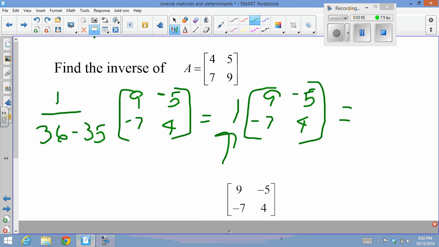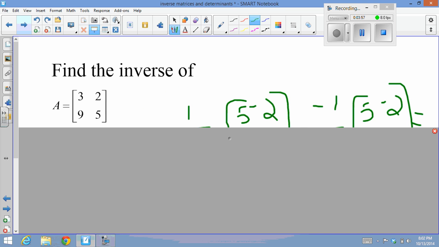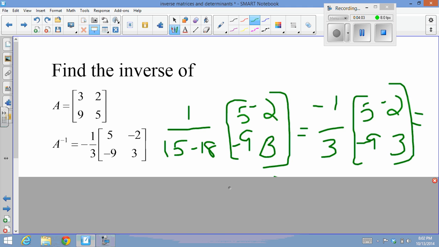Here's another one. I want to find the inverse of 3, 9, and 2, 5. So again, I would do 1 over 15 minus 18, which is what I show you here. And then I've switched around the 3 and the 5 and the signs of the 9 and the 2. That doesn't really look like a 3, but oh well, that is a 3.